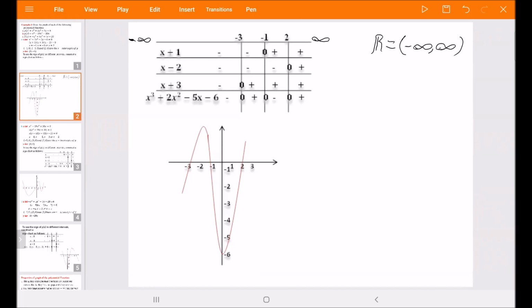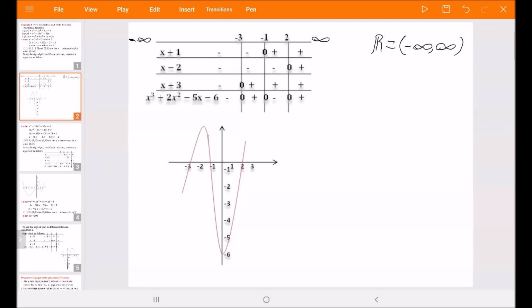So if at x is equal to 2, x plus 1 is positive, then in this interval, minus 1 up to positive infinity, it remains positive. So beyond minus 1, that is, for values greater than minus 1, x plus 1 is positive. Then pass to the next factor, x minus 2.